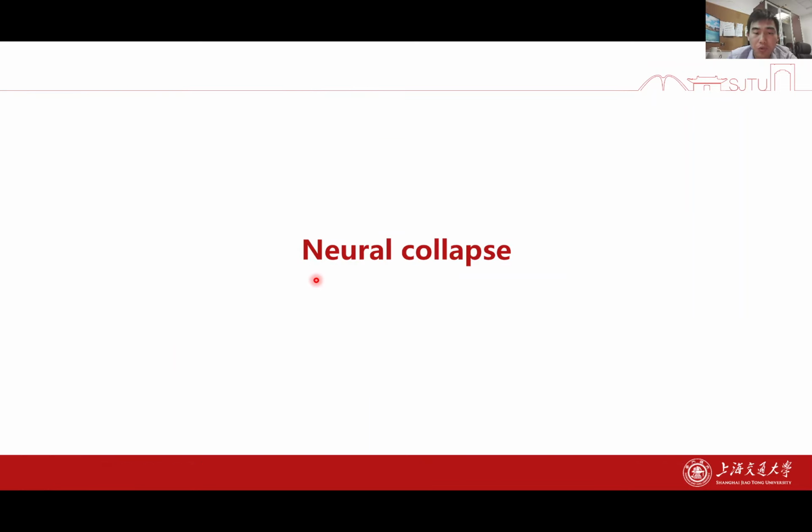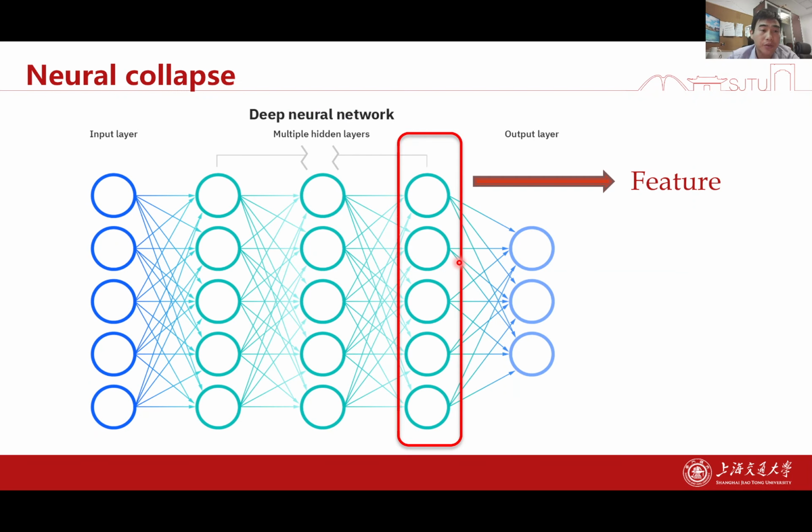Another phenomenon we want to introduce is neuron collapse. To introduce this phenomenon, we need to define the feature. Consider a neural network. This is the output layer. This is the last hidden layer. We define the output of the last hidden layer as the feature. So for each input, you can obtain a feature.